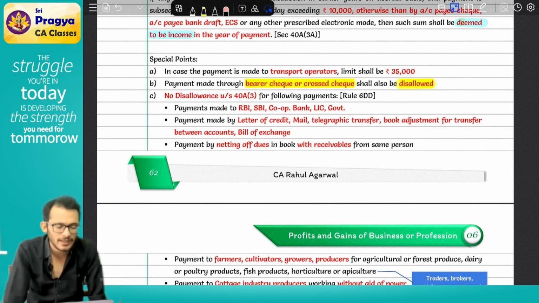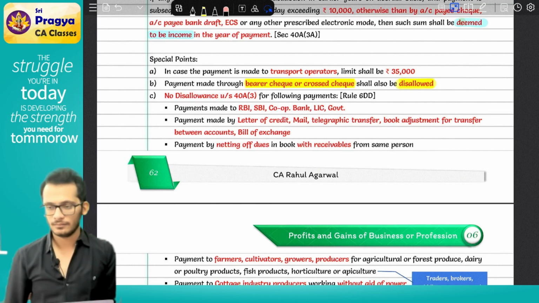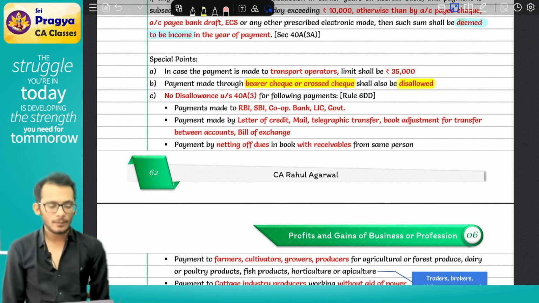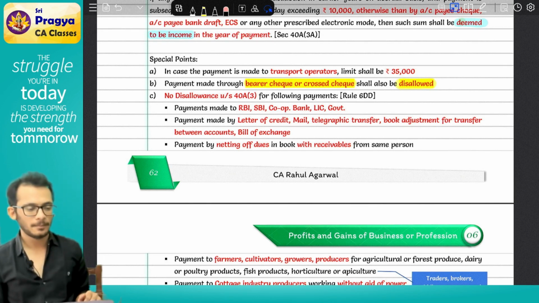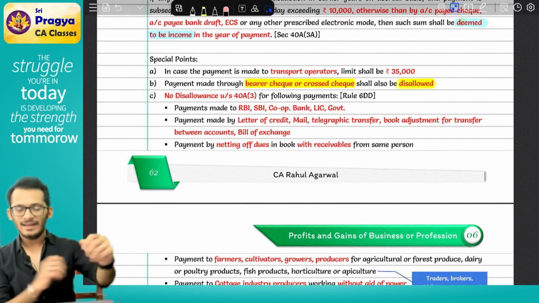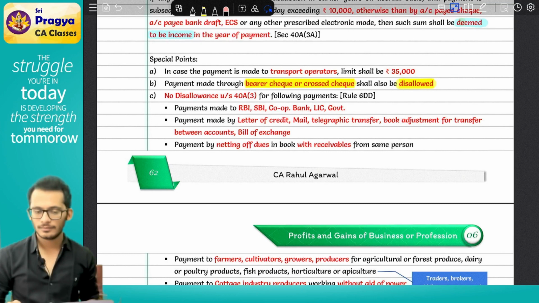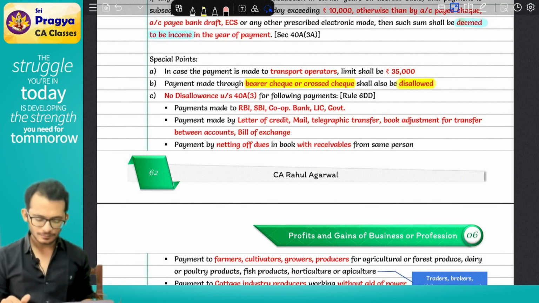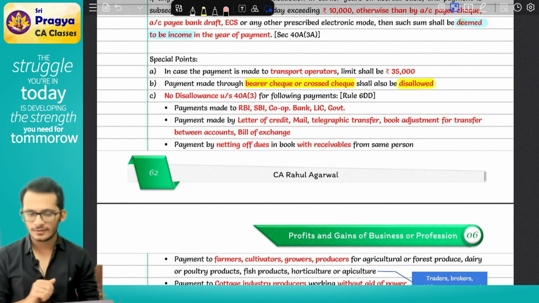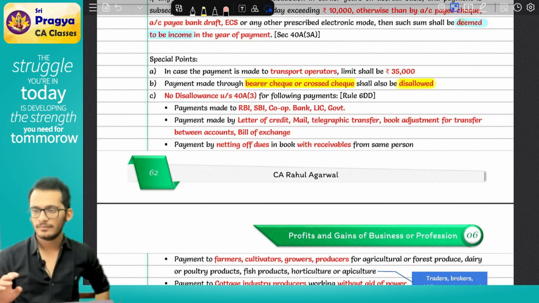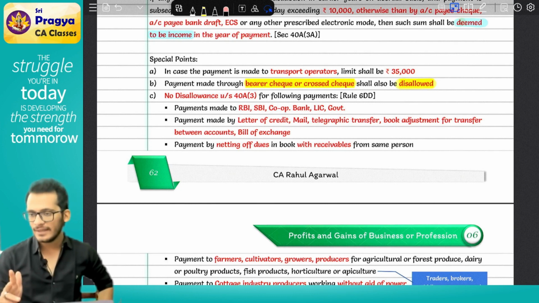What kind of payments will you make to these people? What payments are you talking about? LIC and all, what payment will you make? Insurance premium. SBI, what payment will you make? Any kind of interest cost? Yes. Government, what payment will you make? Tax, penalty, interest, all those things.